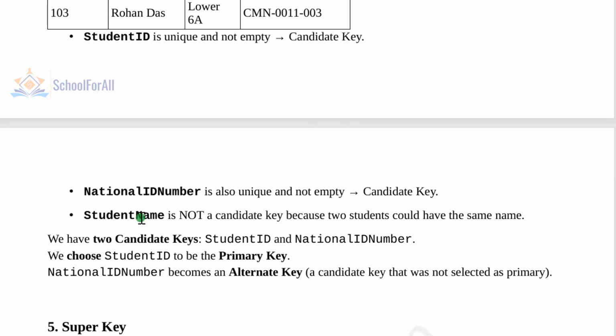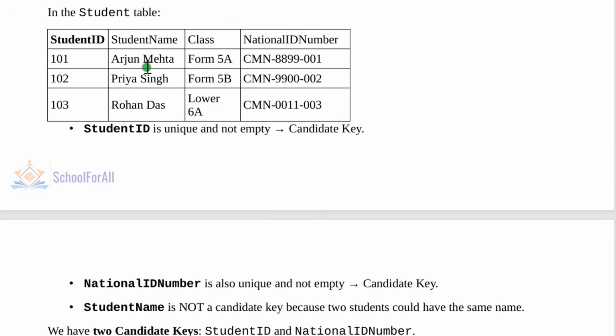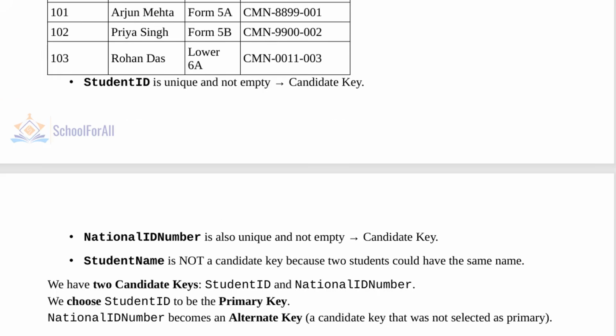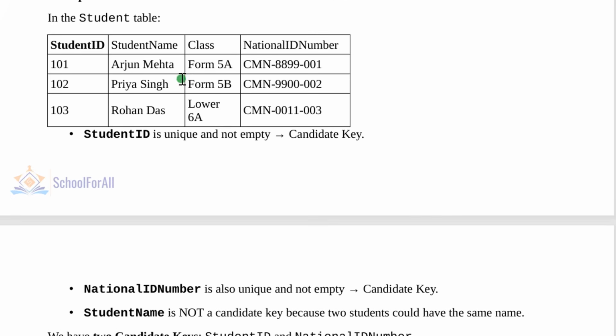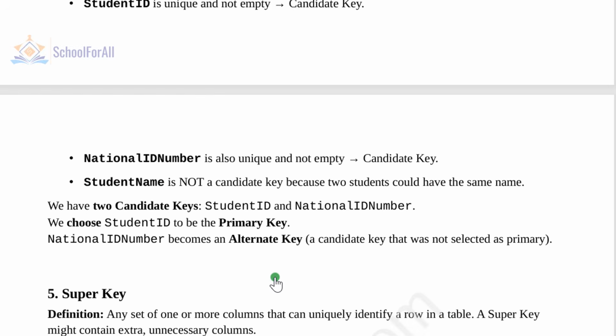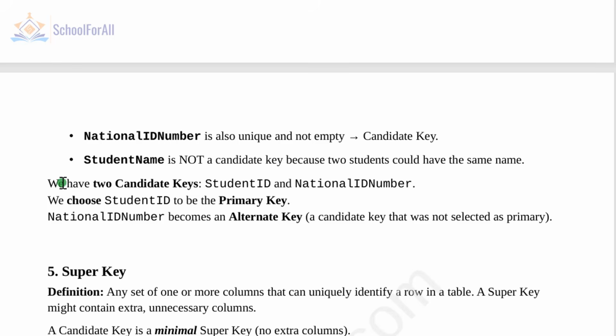Now here, student name is not okay. Yes, for student name we agree. Student name cannot be a candidate key because multiple students can have the same name, so name can repeat. The same thing, class can repeat, so they are not part of the candidate keys. So you just have student ID and national ID, as I was saying. Here we have two candidate keys, this and this. Okay, I said that already.